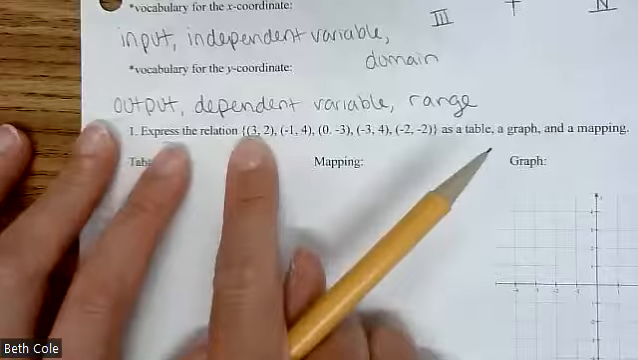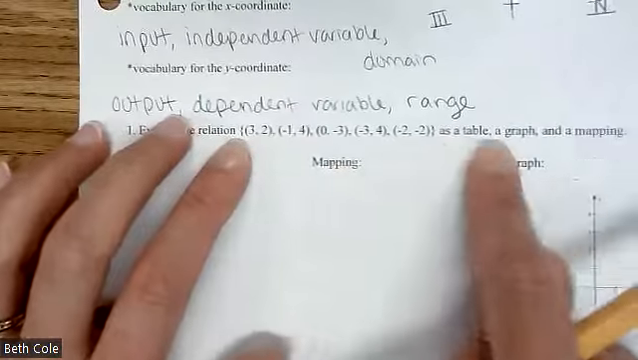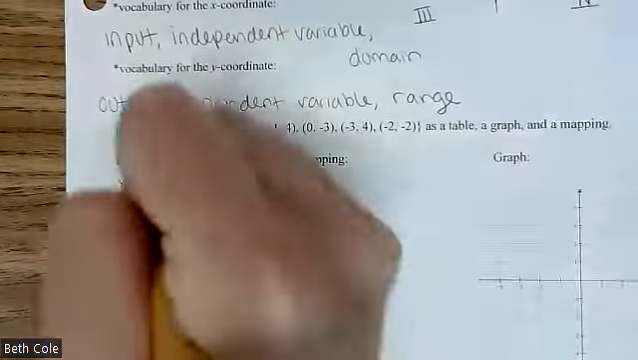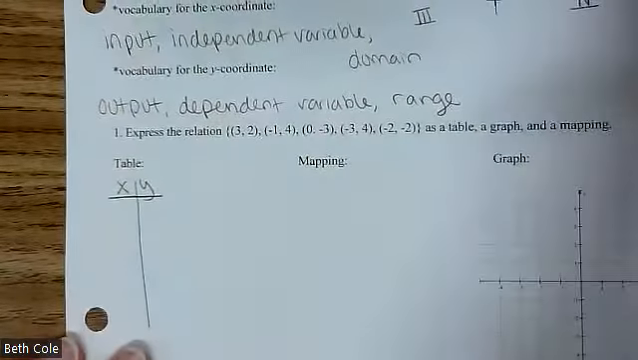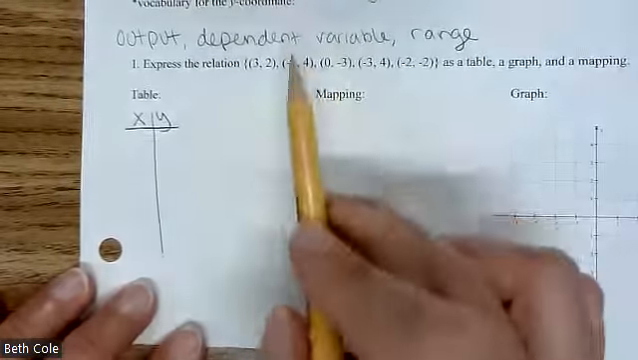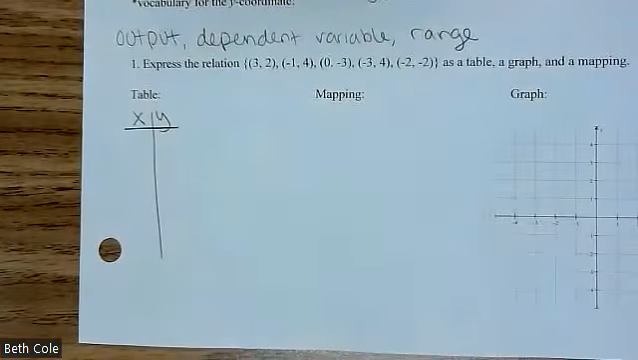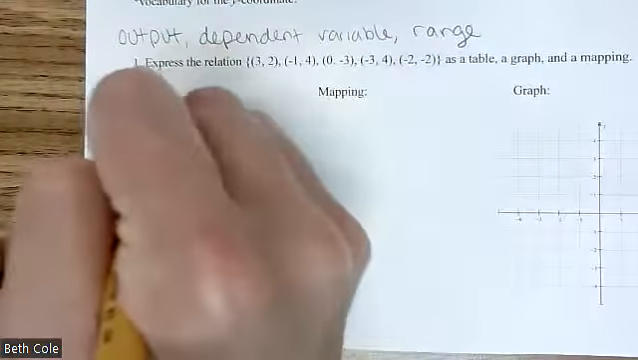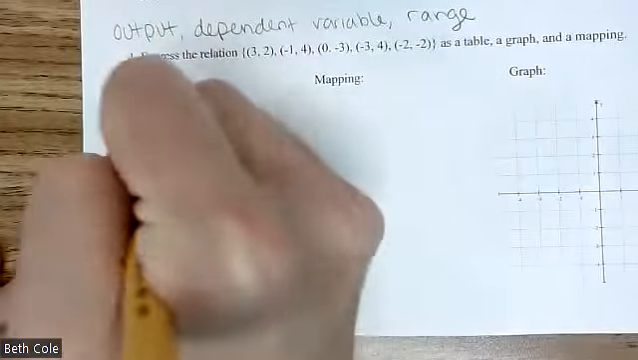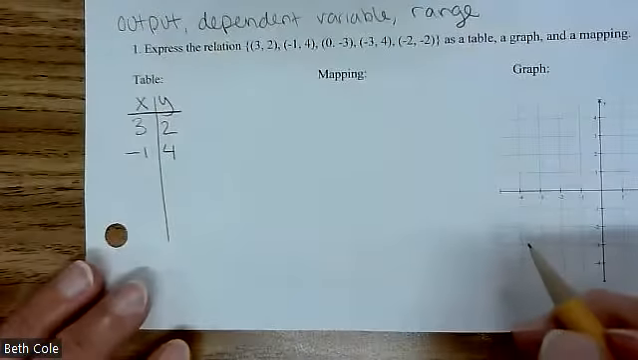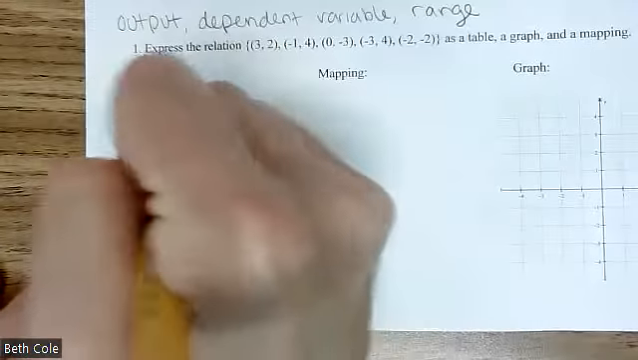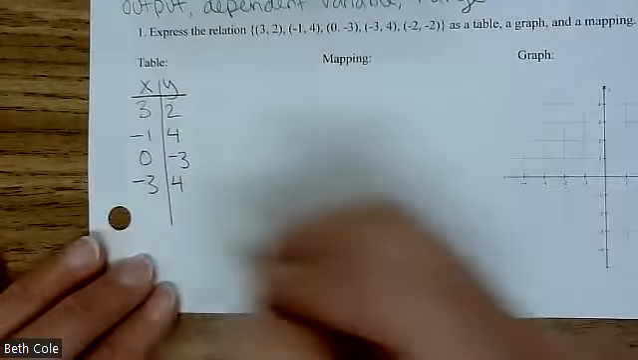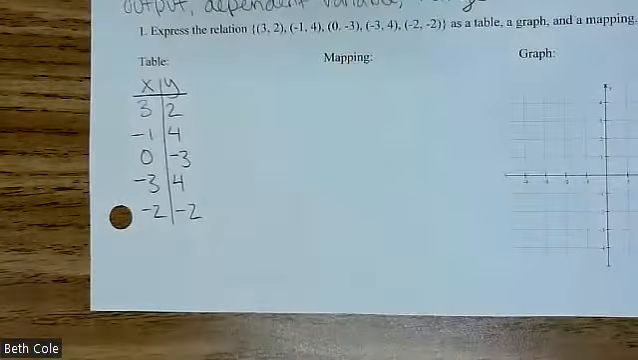So now we're going to do an example. Express this relation. I gave all these ordered pairs as a table, a mapping, and a graph. Okay, so let's draw a table. So x, y. And you are really just going to copy all of those points. It's almost like no work. You just have to copy. Just don't do a copy error. So we've got 3, 2, -1, 4, 0, -3. I'm going to stop reading them because I know that's annoying. Just basically copy them all down. It's only 5 points. You can do it.